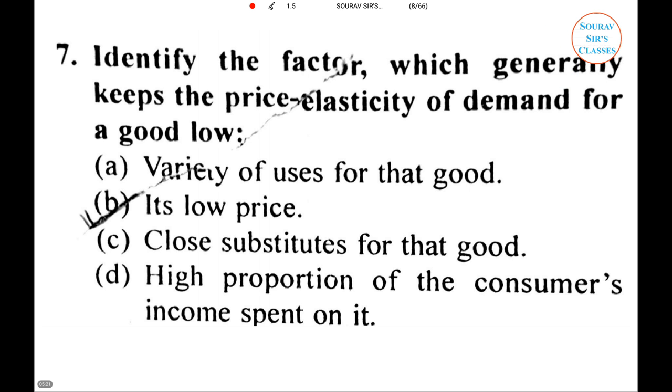So next we move on to question number 7. The question says, identify the factor which generally keeps the price elasticity of demand for a good low. Now, generally very low price goods have low price elasticity. So low price and low price elasticity, and variety of uses, close substitutes and higher proportion of consumer income have more elasticity. So a low price good has low elasticity. So the answer will be B.